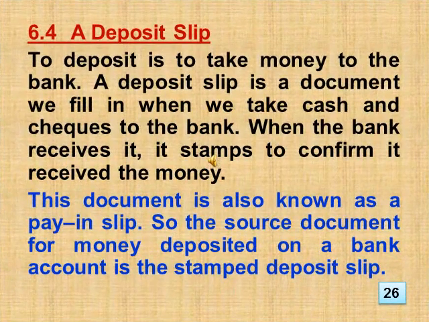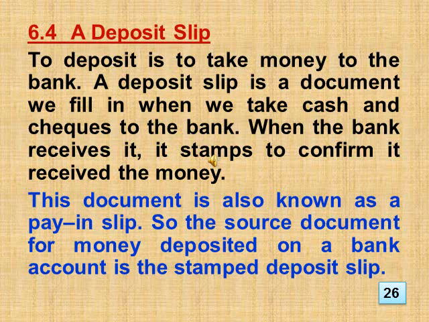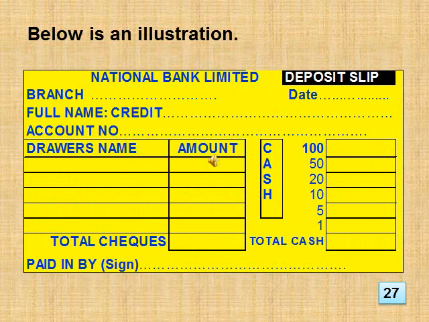Section 6.4. A deposit slip. To deposit is to take money to the bank. A deposit slip is a document we fill when we take cash and cheques to the bank. When the bank receives it, it stamps to confirm it received the money. This document is also known as a pay-in slip. So the source document for money deposited on a bank account is the stamped deposit slip. Below is an illustration.